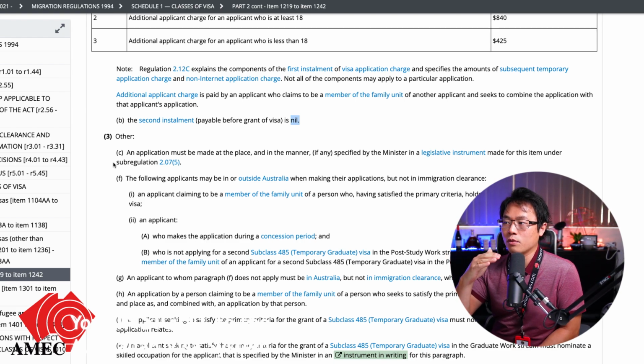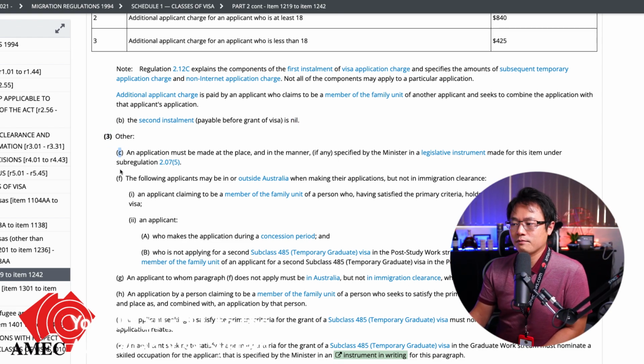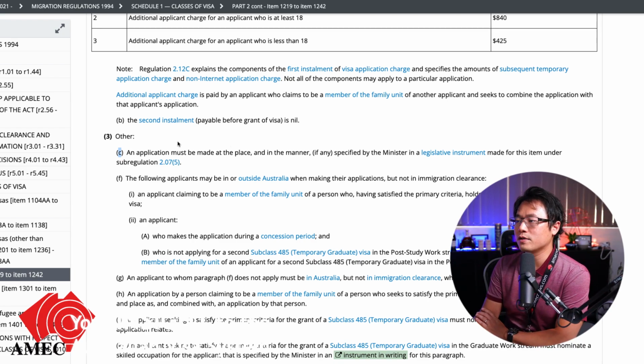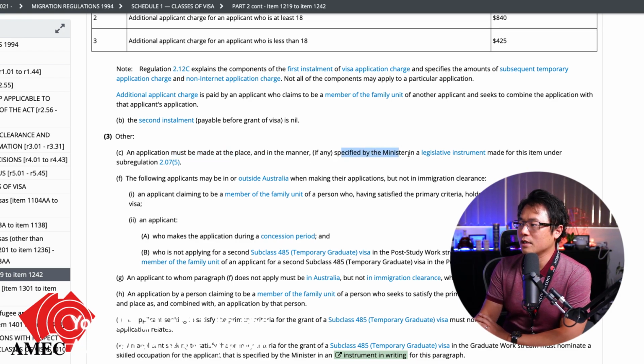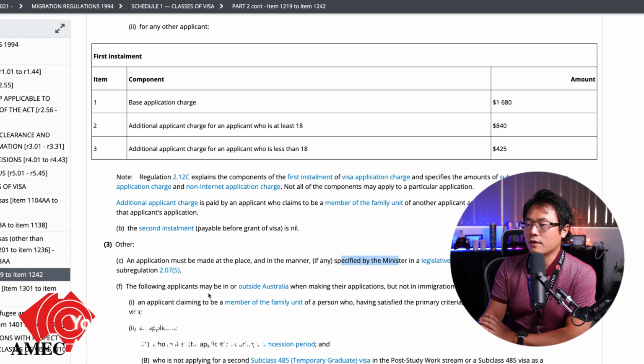So it's no more 3A, 3B. They jump straight into 3C, and there's no D and E. Anyway, it's all gone. It's the old one. So now we only have 3C. The application must be made in the place and manner specified in the Minister's legislative instrument. Again, that's a copy of what we have already read up here, with the same form.